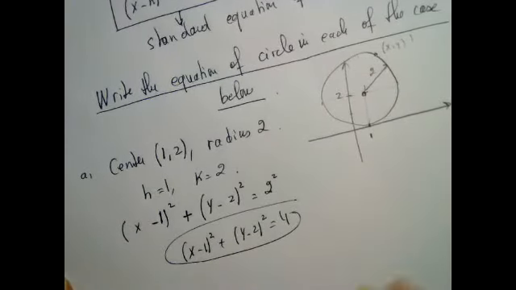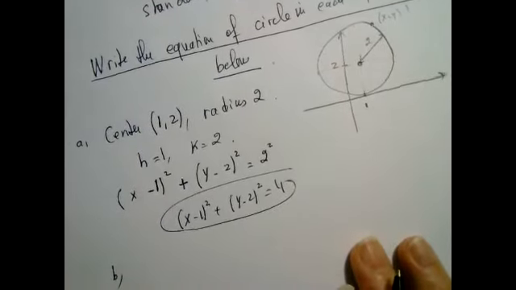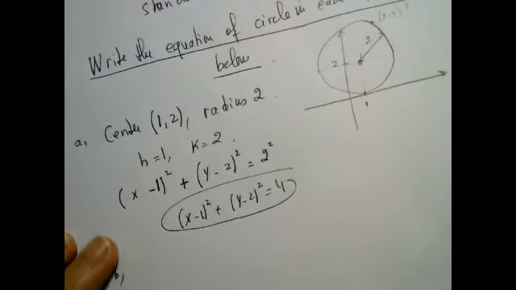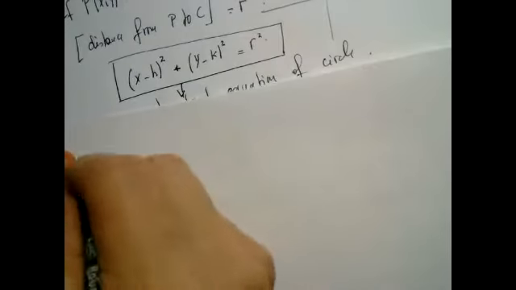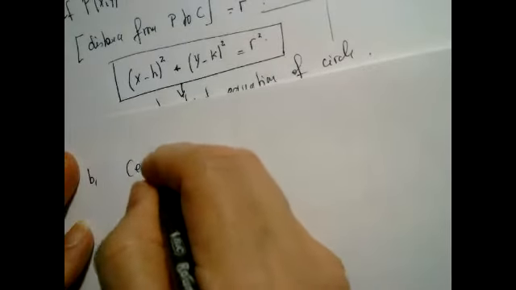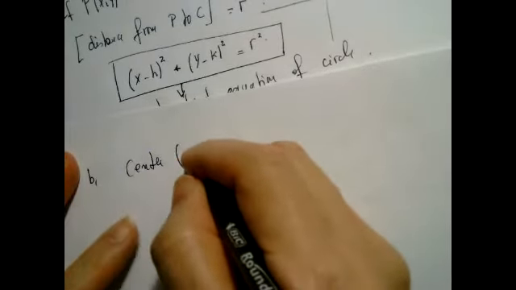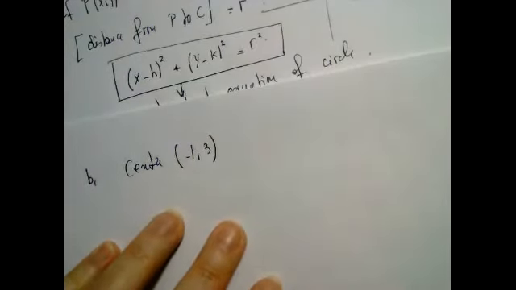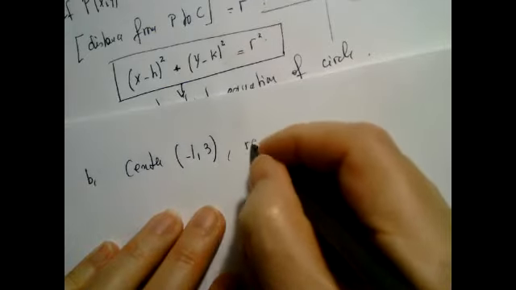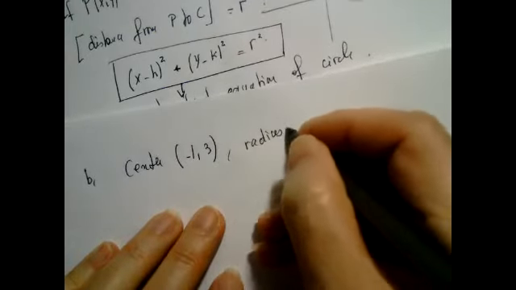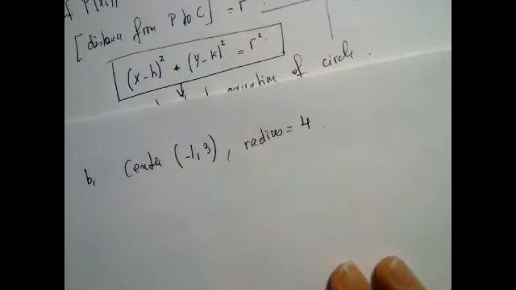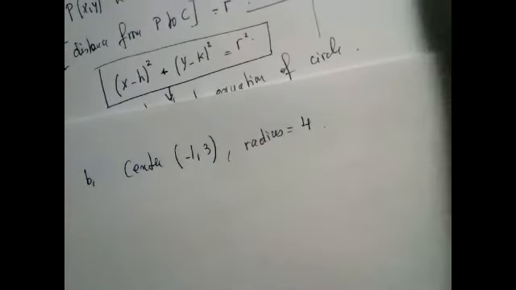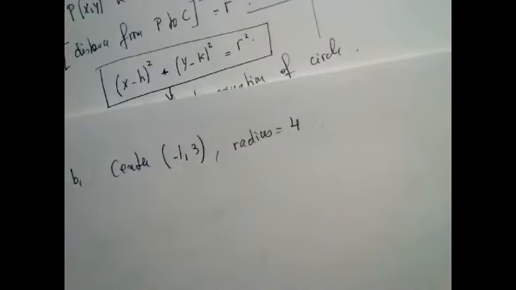Part B, again, the same type. We write the equation of the circle in each of the following cases. So in part B, the question is how to use this formula. The center is, let us say, (-1, 3). So I change the center. And the radius is, let us say, equal to 4.